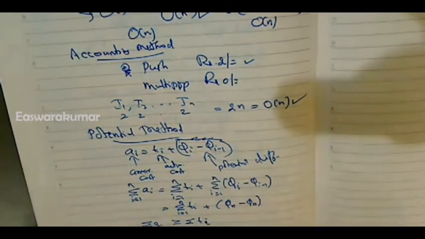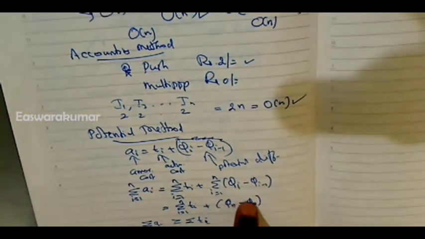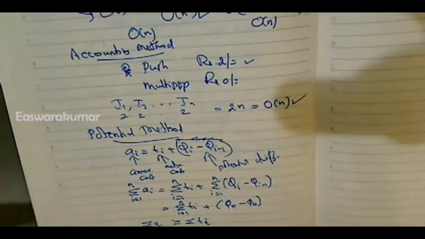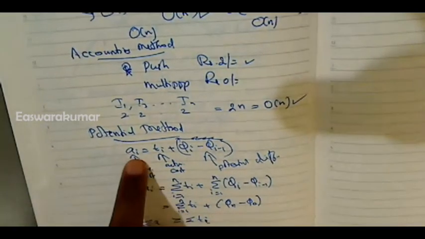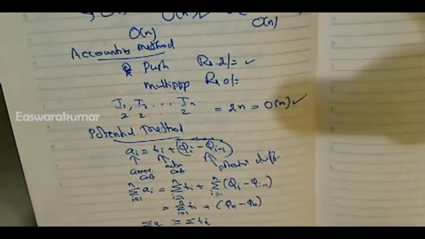So this is a user defined point. The user can define the potential function in such a way that if pi of n is greater than pi 0, which means the difference is positive, then the amortized cost that you obtained here will be the upper bound.